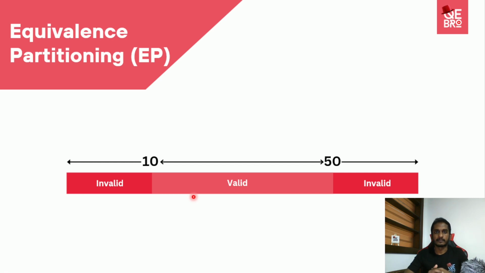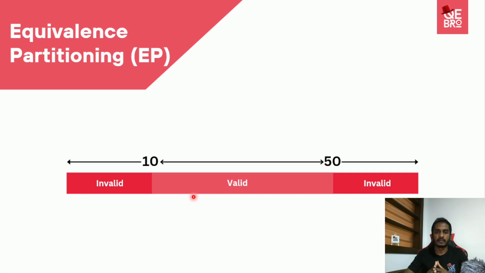Again, let's take another example. Let's say we have an application where I register a user and the age should be between 18 to 55. Any user below 18 we can't register, and any user above 55 we will not register. So again we can apply the same thing. The valid partition is 18 to 55, and there are two invalid partitions, one less than 18 and the other anything above 55. We can pick one or two values from each partition and test.